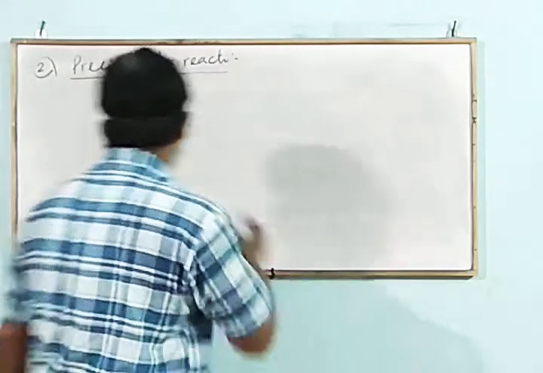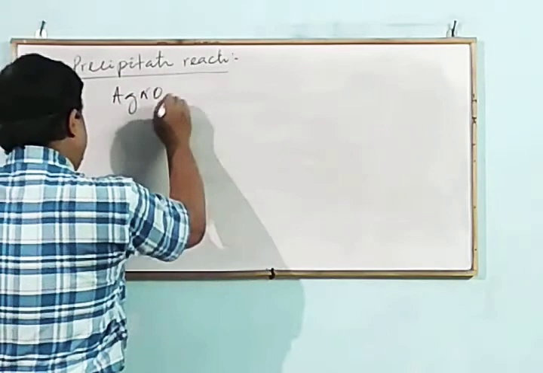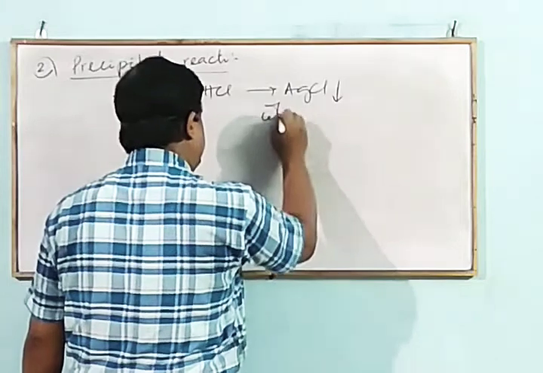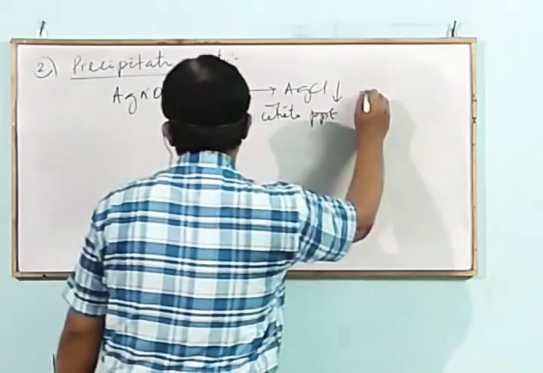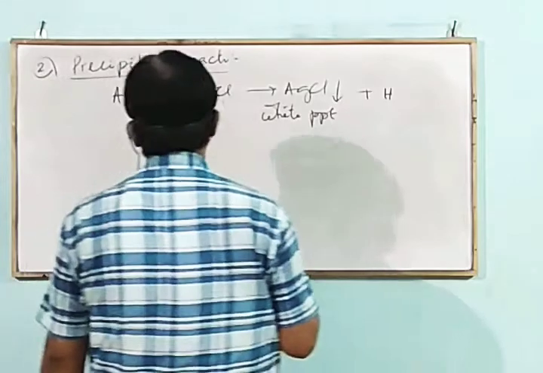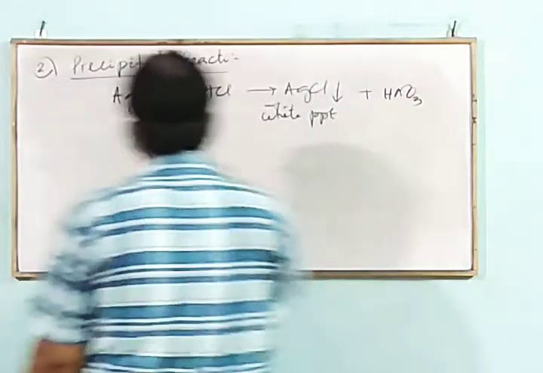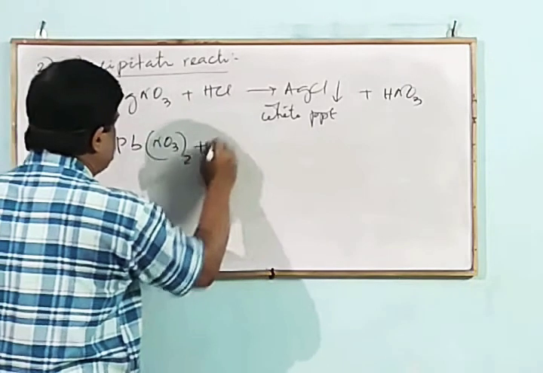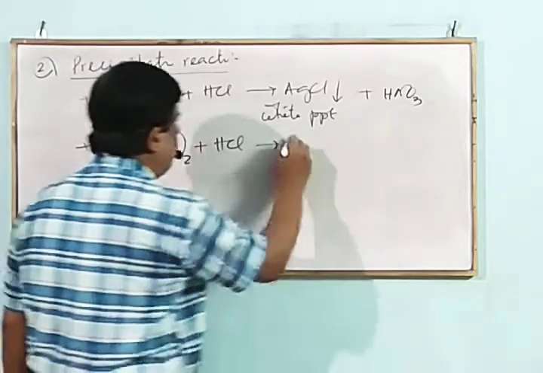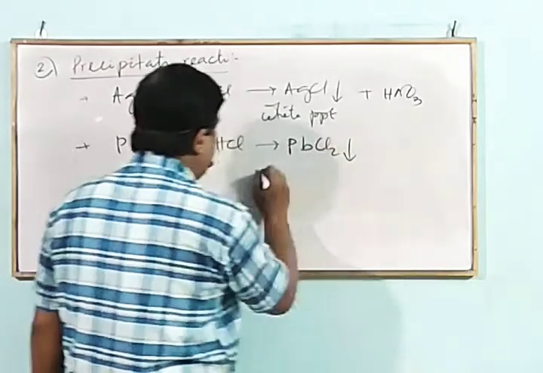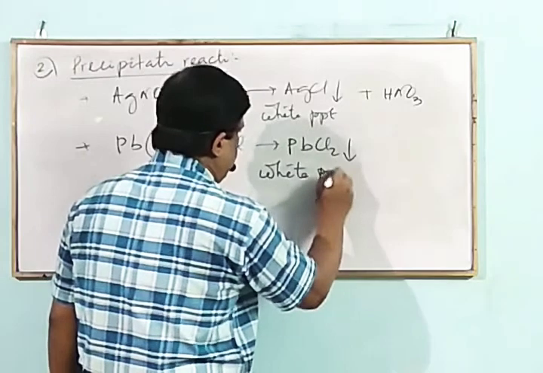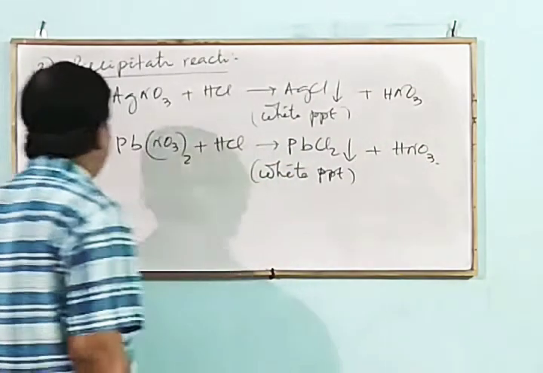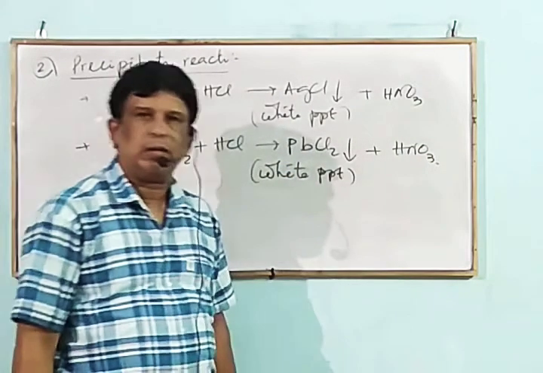For example, silver nitrate reacts with HCl to form silver chloride, which is a white precipitate, plus HNO3. Similarly, another example, lead nitrate, Pb(NO3)2, reacts with hydrogen chloride to form lead chloride, a white precipitate, plus HNO3. These are some examples of precipitation reaction.